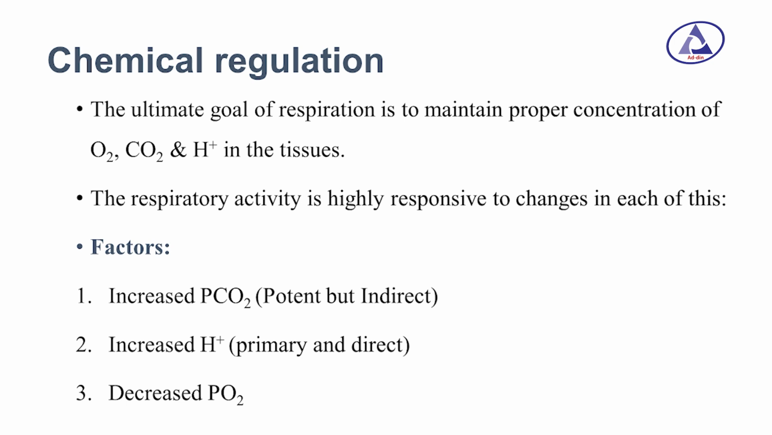Chemoreceptors are receptors which are stimulated by chemical changes. What are those chemicals? These three: the hydrogen ion concentration, the carbon dioxide concentration and the oxygen concentration in blood. If these three chemicals change beyond the normal limit, then the chemical regulation will start.